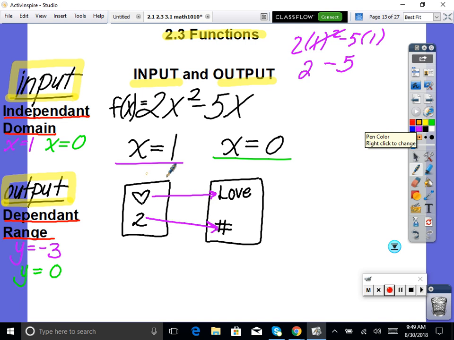Okay. Now this is a relation. This was a function. This is a relation. So it works the same as a function. We're starting with heart and we go to love, just like we started with 1. So our input here would be heart. Our output would be love. Our input would be 2. Our output would be number or hashtag, whatever. Make sense? Okay, cool.